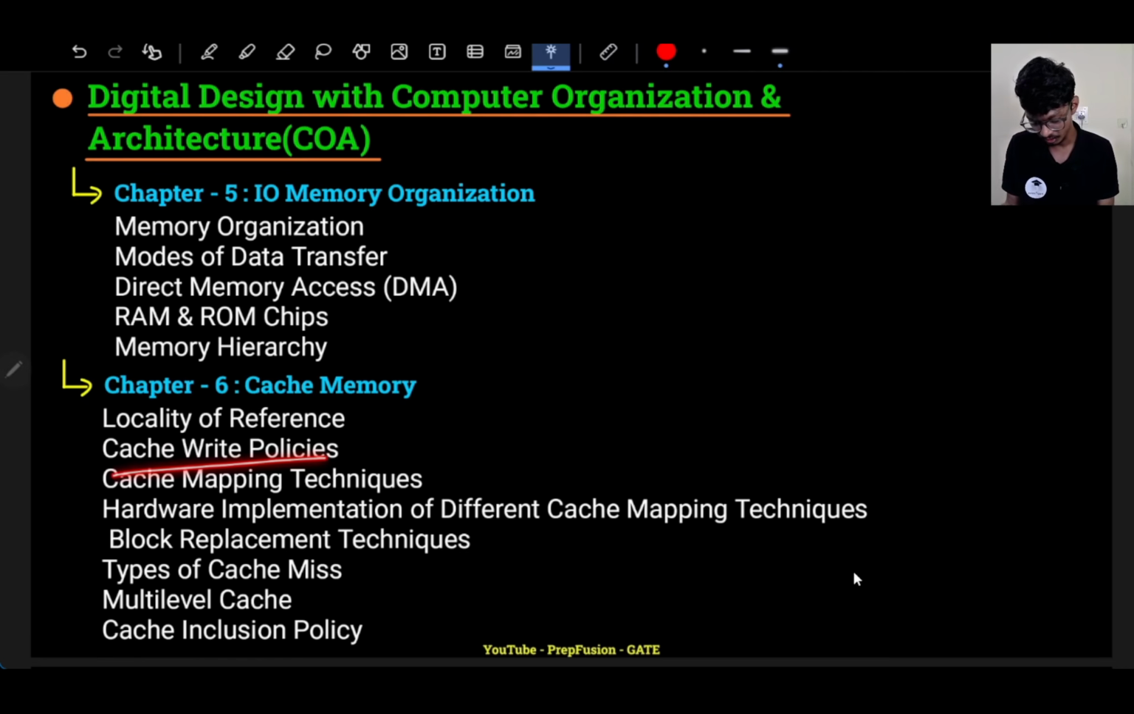Then we have cache write policies and cache mapping techniques. What are the different mapping techniques, how do I write in the cache, how do I read from the cache, what happens if there is a cache miss, all those things we have covered. All the topics are written over here. Also we have discussed multi-level cache, why we implement multiple levels of cache, why we don't have a single cache memory, and what is cache inclusion policy. So these things we have covered.